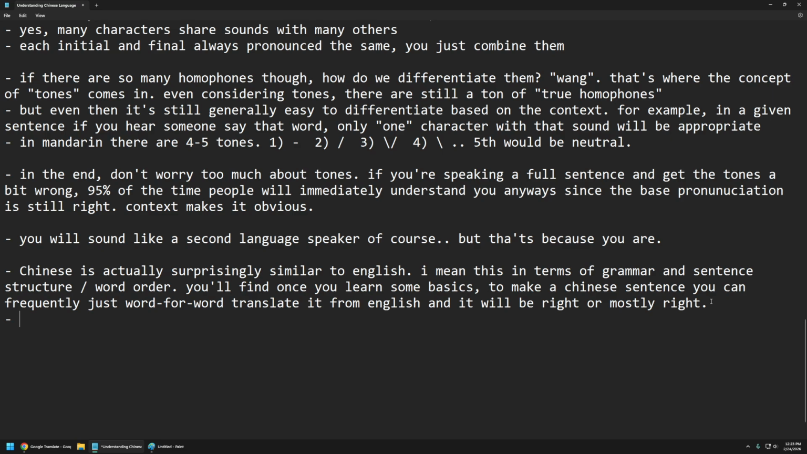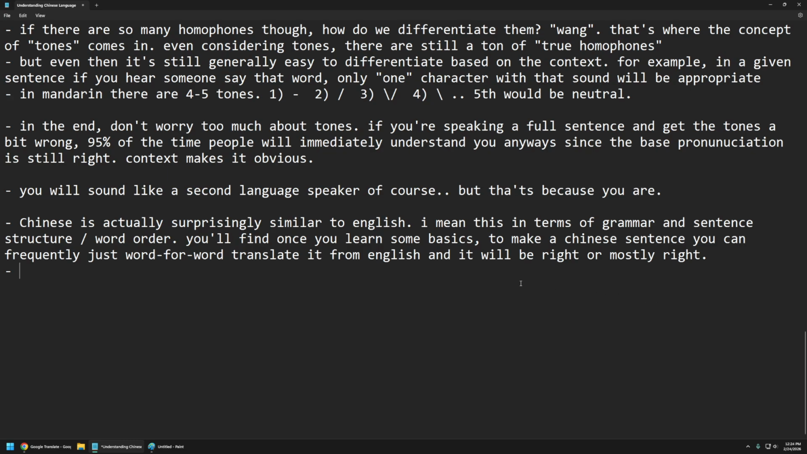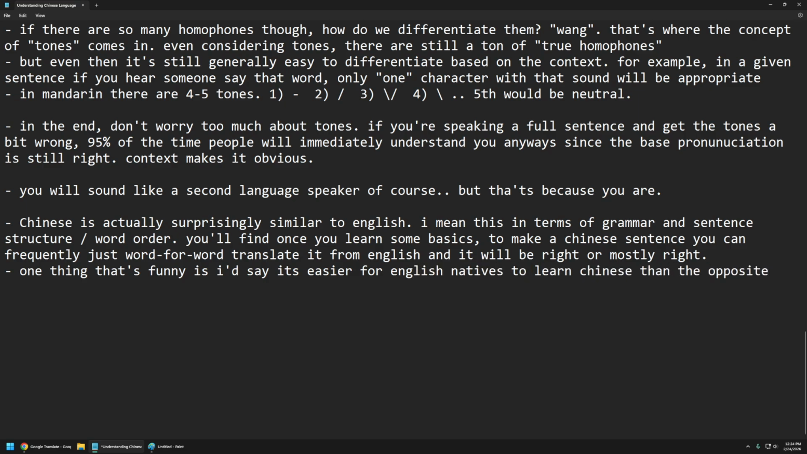In contrast, if you ever learn Japanese, holy crap, that's completely different word order and grammar than English. So you have to learn everything from scratch. But with Chinese, you just learn the words and you put them together in a sentence, and that's it. It just kind of works. So it's a nice feature. One thing that's funny is I'd say it's easier for English natives to learn Chinese than the opposite. This is because the above is true for English to Chinese, but more complex for Chinese to English.